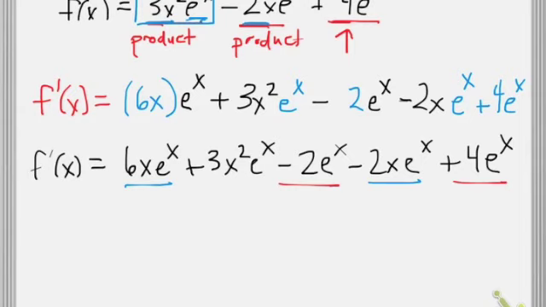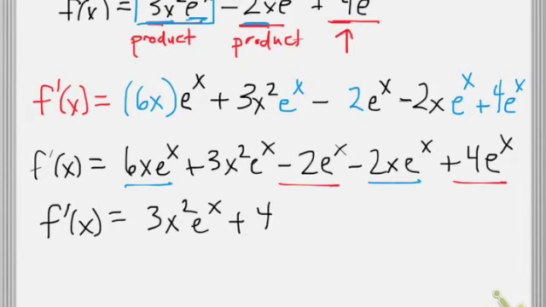So when we clean this up, our final line here, and I'll just write it in descending order, is 3x squared e to the x. Then we have 6x e to the x minus 2x e to the x, so we get plus 4x e to the x. And then we have minus 2 and plus 4, which gives us plus 2 e to the x. And this is our final answer.